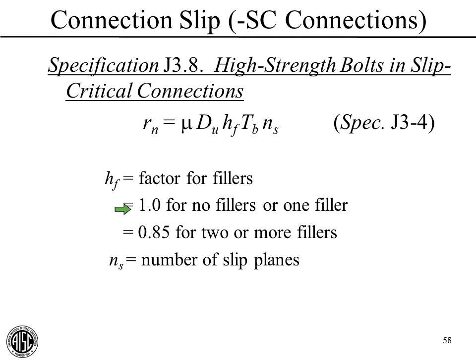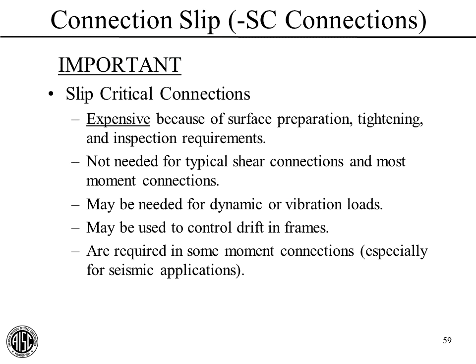It says if you have no fillers, or if you have one filler at an interface, we just have one, so we don't really have a reduction there. If we have two or more fillers there, then we have 0.85. Now this is two or more fillers at one interface, so we have 0.85 for that. Finally, we have the number of slip planes here.